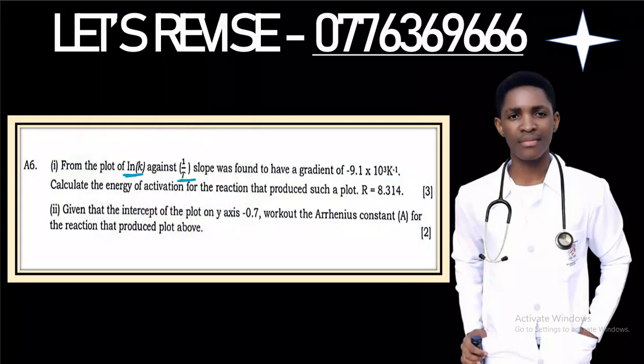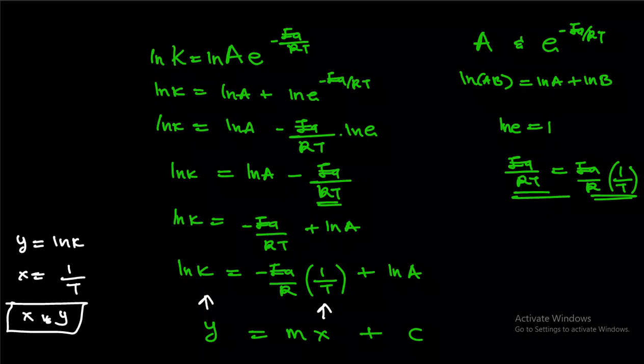ln k and 1 over T. It is from this formula they get that. After that I want you to see this m. This m shows the gradient or slope. So the m represents the slope, the gradient, which is equal to Ea, the activation energy, over R. And this c is the y-intercept. Take note of all this that I'm writing here. In this case, our y-intercept is ln A.